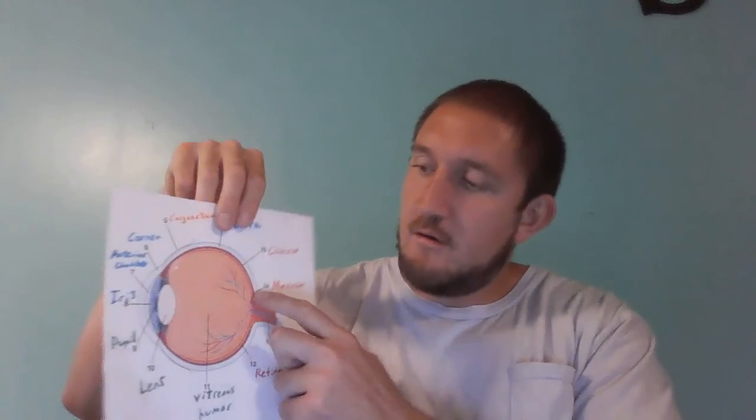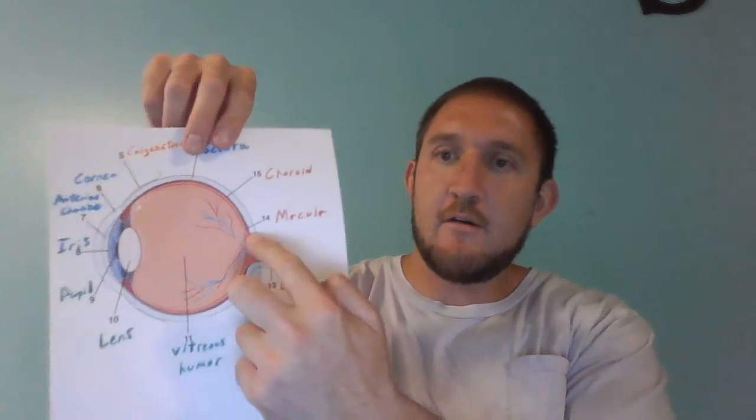Now moving on, we have the macula, which is going to be right there on my eye diagram. Now, the macula is located near the center of the retina. It processes sharp, clear, and straight ahead vision. It is where the central vision comes from.